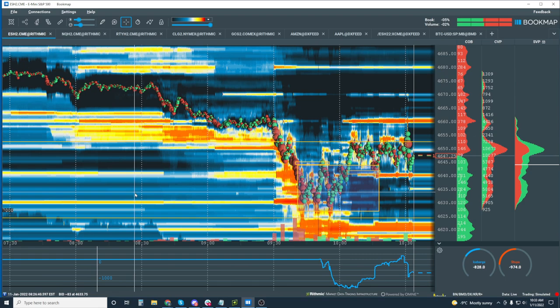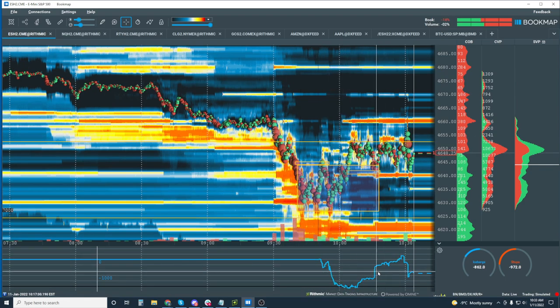How about for the cash session? Yeah, a lot of selling icebergs in here, and then buying coming right back. Now, I'm looking at cumulative volume delta.